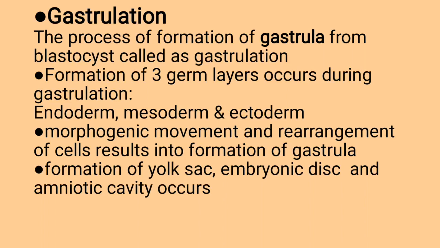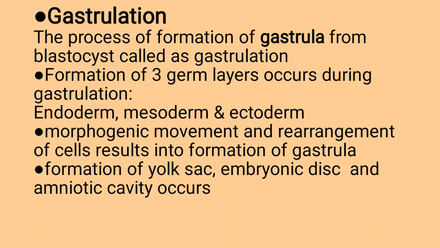After blastulation, the embryo enters the next phase, that is gastrulation. During gastrulation, the blastula converts into the gastrula, and this phenomenon is called gastrulation. The process of formation of the gastrula from the blastocyst is called gastrulation. During gastrulation, three germ layers are formed by the differentiation of blastomeres.